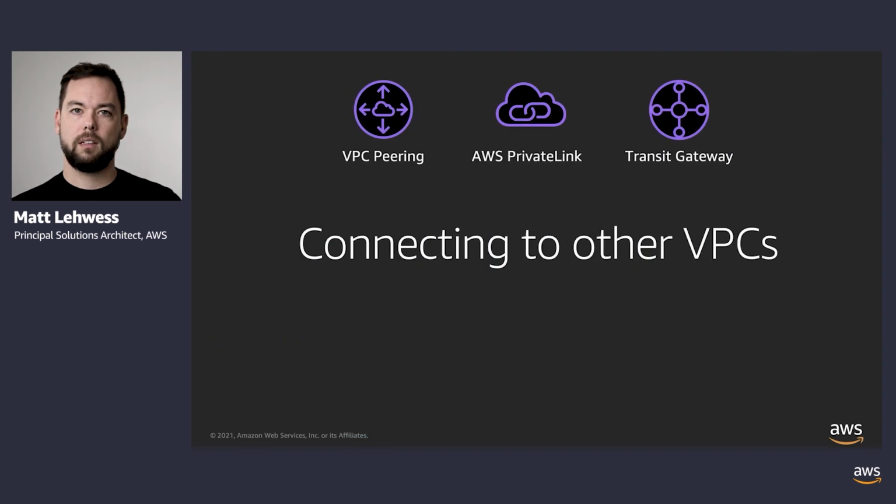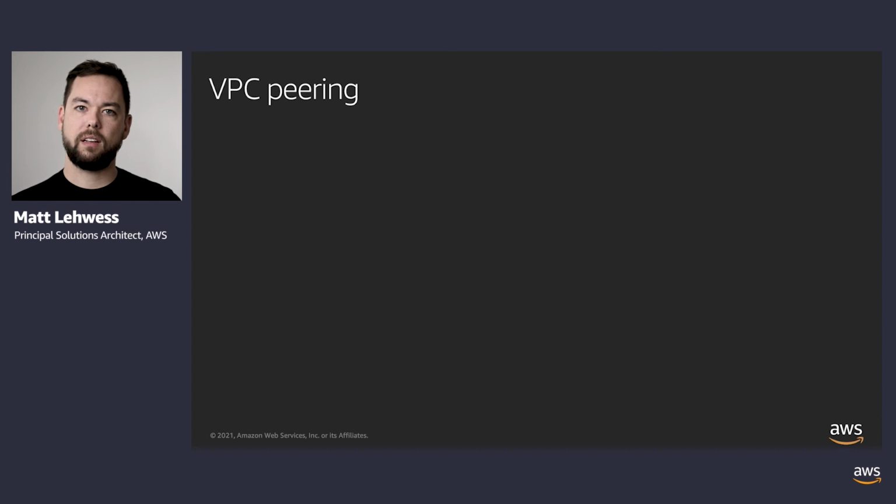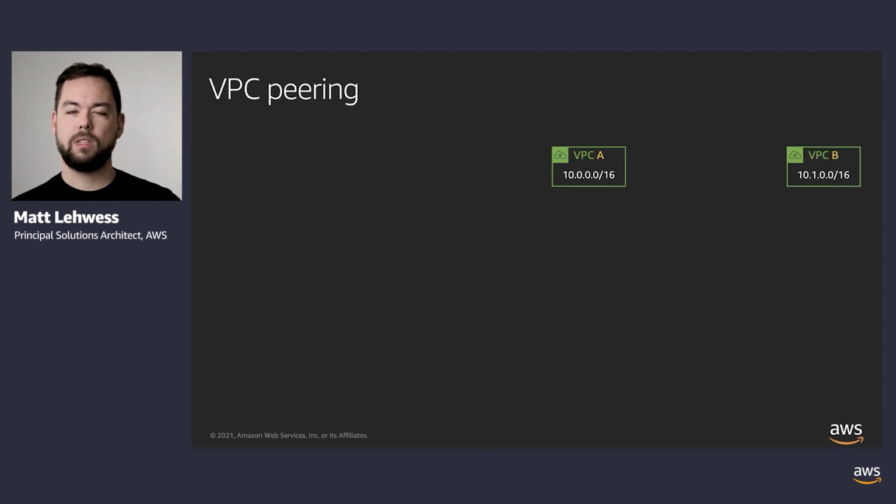Okay. So let's talk about VPC peering, connecting to other VPCs using VPC peering. So we might have VPC A and then VPC B. And so in this case, we've got a 10.0 and a 10.1. So two different RFC 1918 ranges. With peering, we essentially have the ability to connect those two VPCs directly and natively. So it's a point-to-point connection between those VPCs.